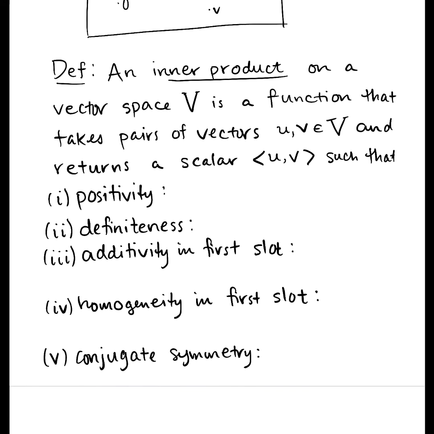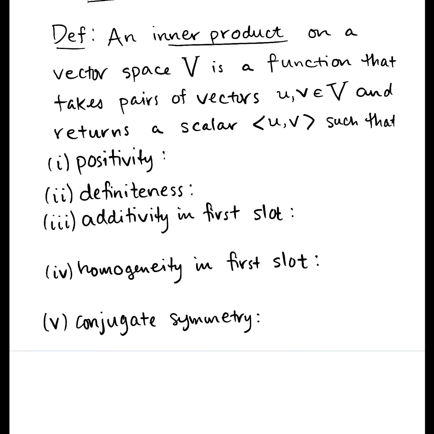An inner product on a vector space is a function that takes pairs of vectors and spits out scalars. So it combines two vectors and turns them into a scalar. The notation is this angled bracket u comma v notation. And to be an inner product, it just has to satisfy a few properties.